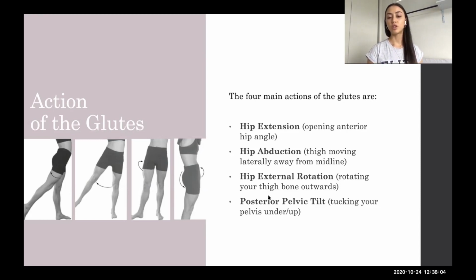And then we've got posterior pelvic tilt, which is that tucking motion of your pelvis under and up. So the cue tucking your tailbone is posterior pelvic tilt. And a lot of lifters will find that when they combine posterior pelvic tilt with hip extension, you will get a much better glute contraction and more glute activation as well.